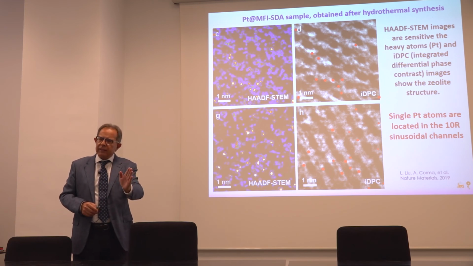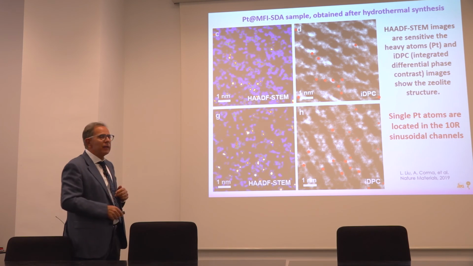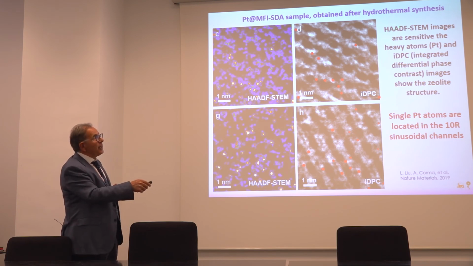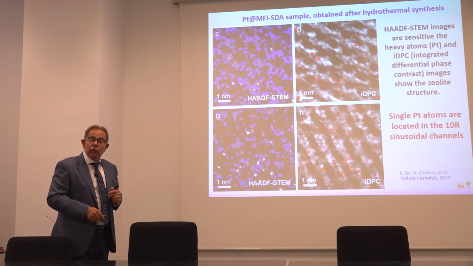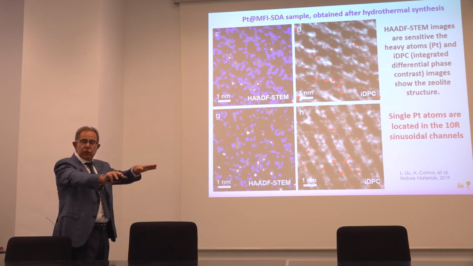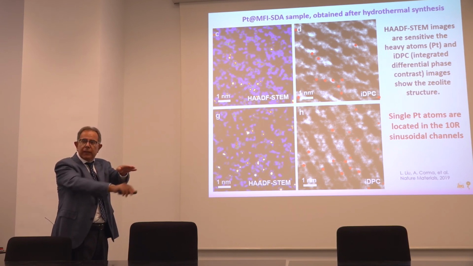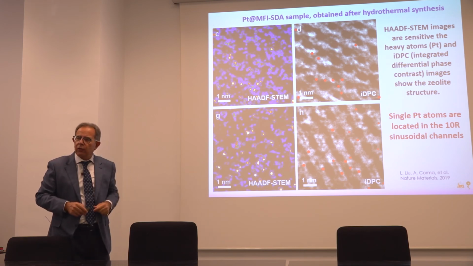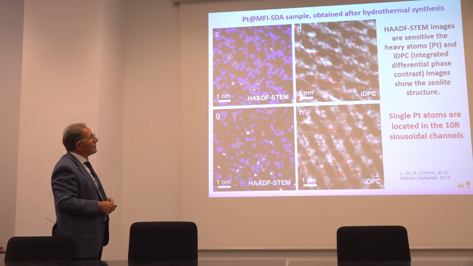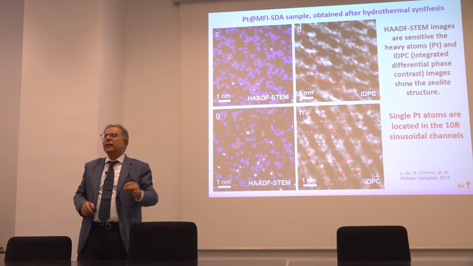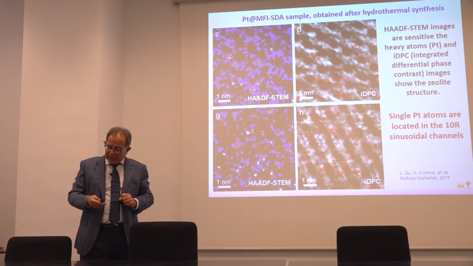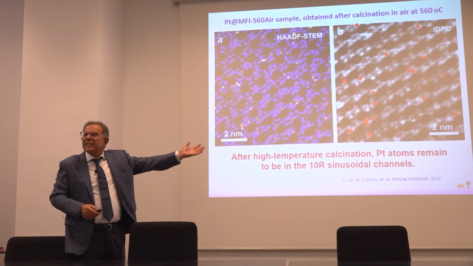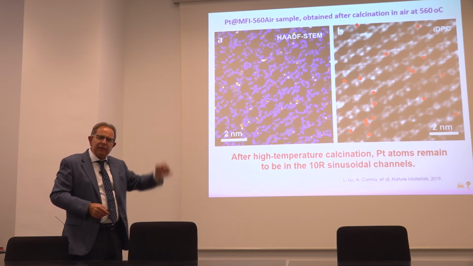When we make the synthesis, we obtain single atoms. And then by working with HAADF and integrated differential phase contrast, we could see the platinum atoms and the structure of the zeolite, and then superimposing the two of them, we could see where those platinums were located. What we see is that the single atoms of platinum were located regioselectively in the sinusoidal 10-member ring channels. When you calcine, you still have single atoms, and they are located in the same places.